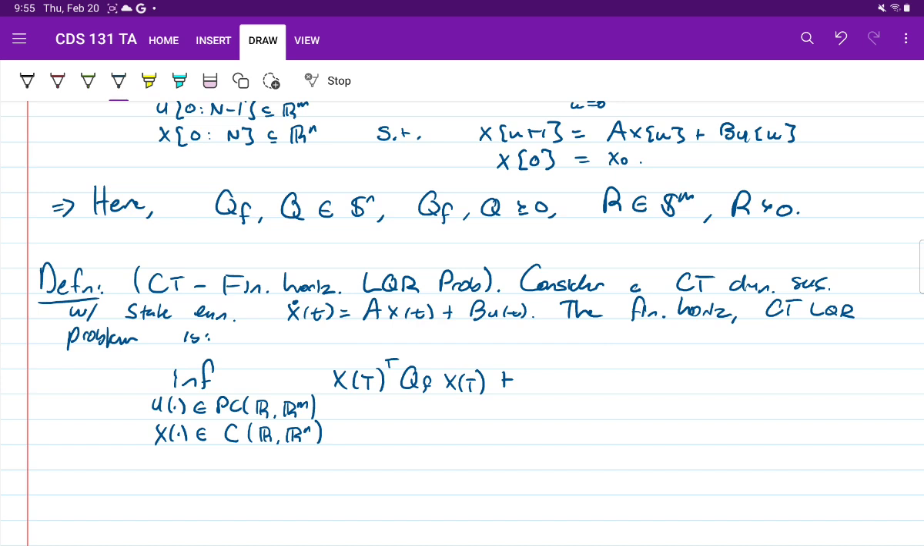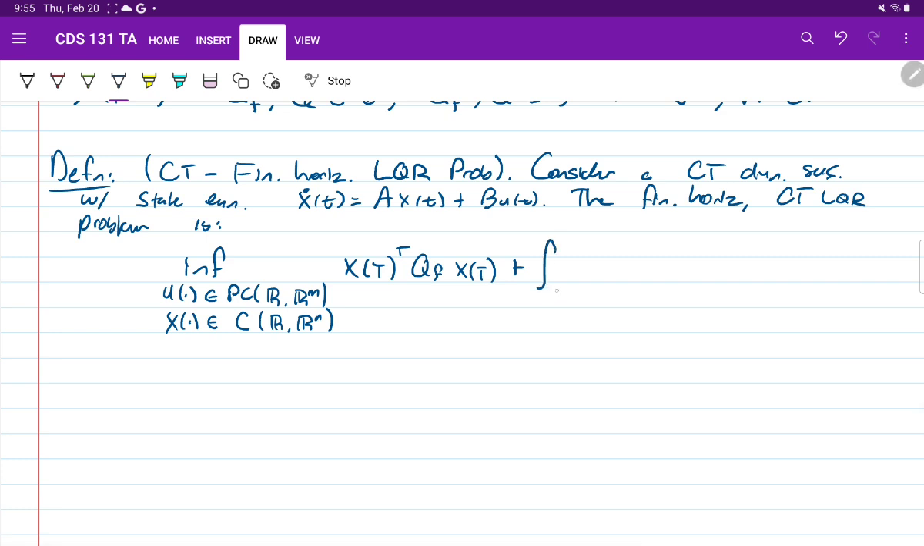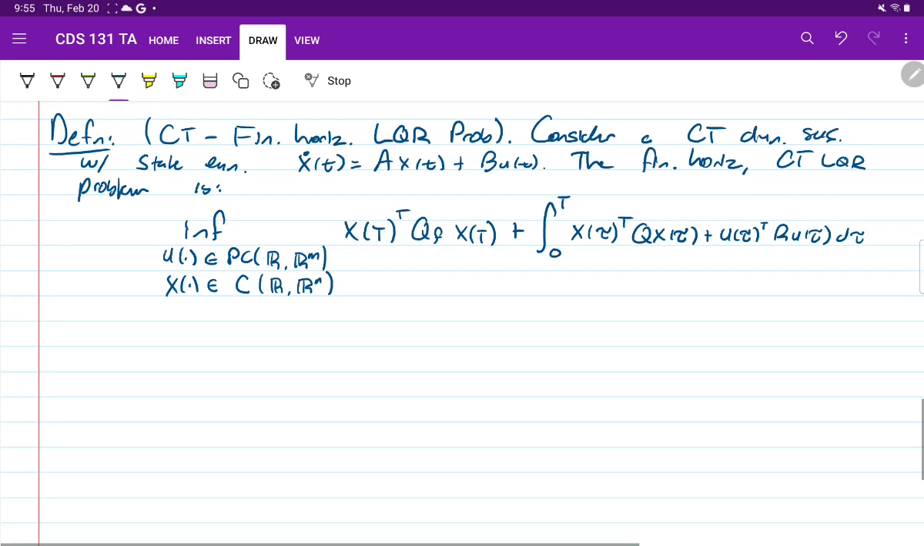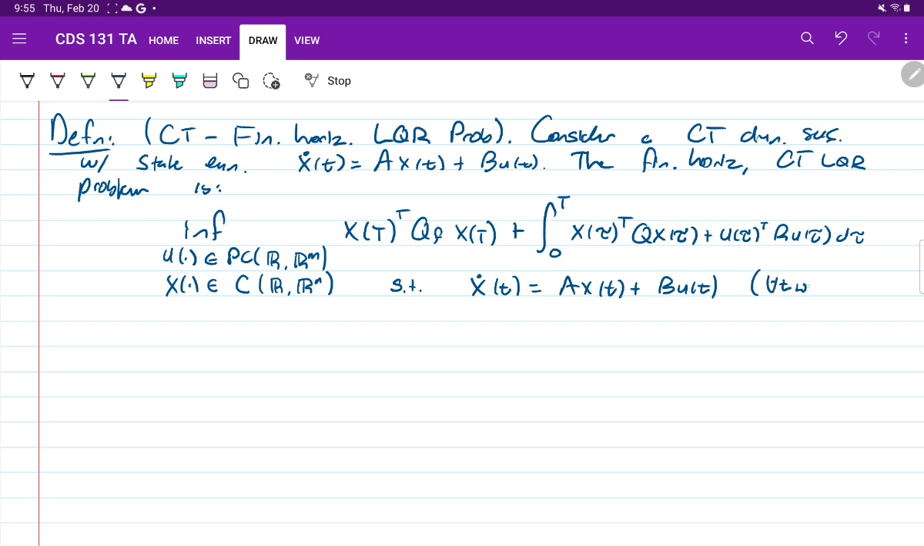And instead of the sum, I'm going to have an integral term that accumulates cost, okay? Because this integral accumulation will be really just the continuous time analog of this sum accumulation, okay? So I'm going to take the integral from 0 up until time T of x of tau transpose Q x of tau plus u of tau transpose R u of tau d tau, okay? And this is going to be subject to my dynamics conditions, which is x dot of t equals A x of t plus B u of t, okay? So this holds for all t where u is continuous, right?